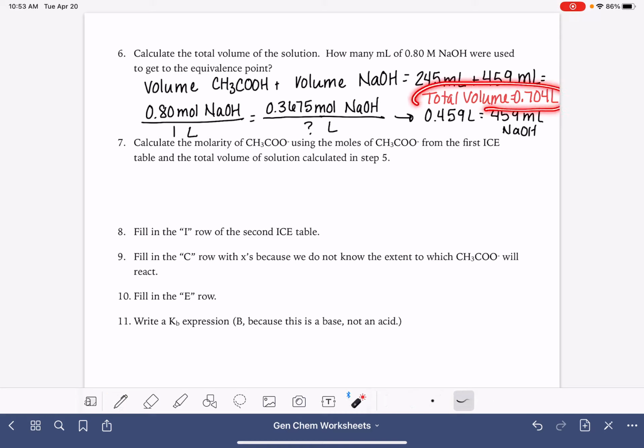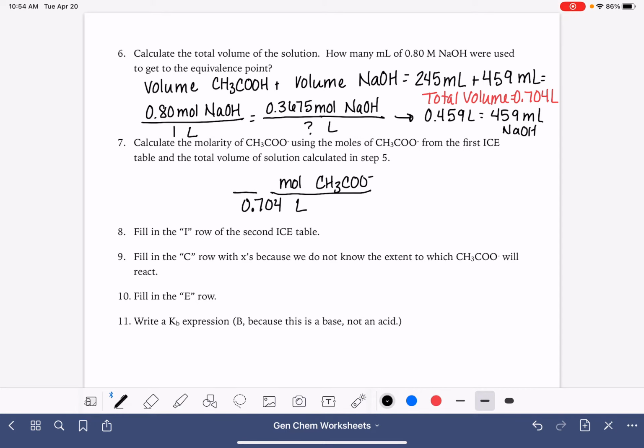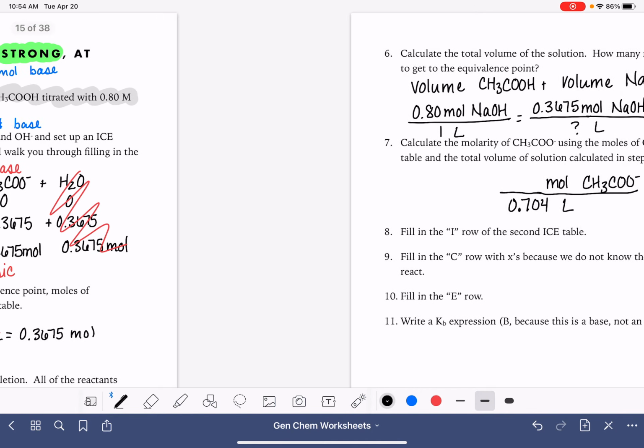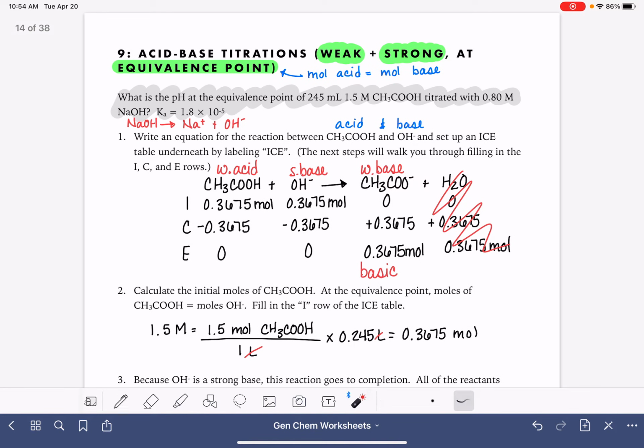Once we know the total volume, we're able to calculate the molarity of our CH3COO-. That's going to come from the moles of the acetate, CH3COO-, divided by the liters of that acetate. And the liters is what we just calculated, 0.704. The moles of acetate are right here, 0.3675.